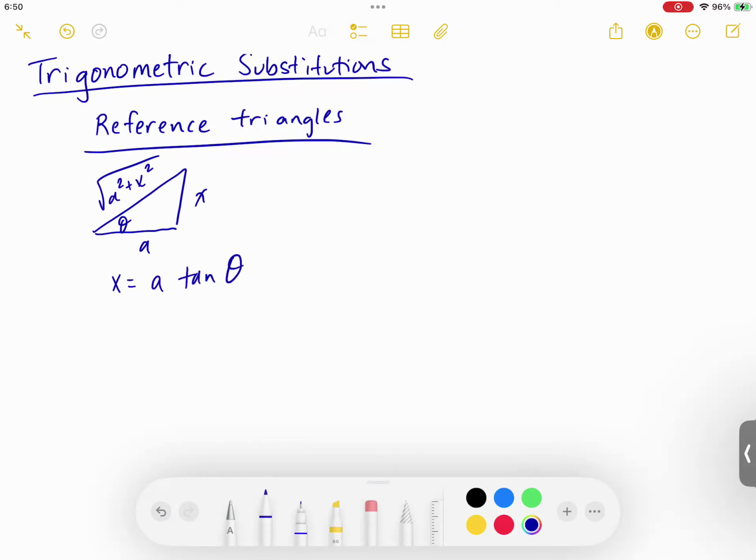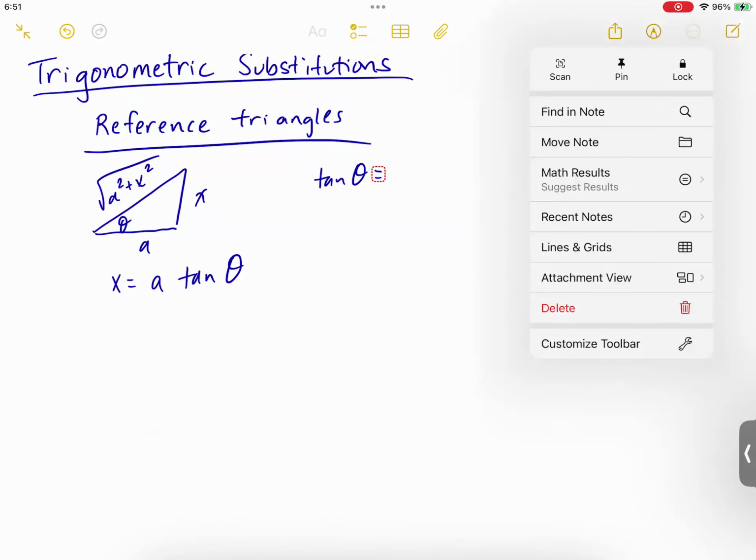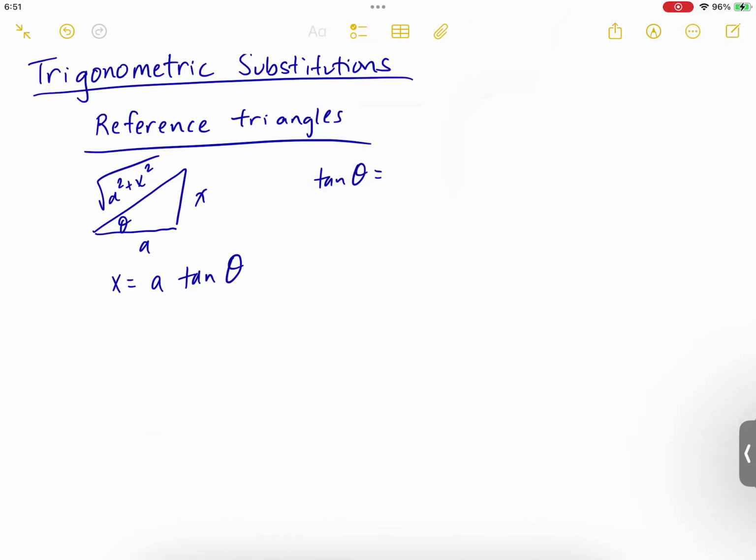You can see this by going back to your high school geometry or trigonometry. If you did tan theta, tangent is opposite over adjacent. So here it's opposite, which is x, and adjacent is a. So tan theta is x over a, and you can rewrite that as I wrote here, x equals a tangent theta. So when you see an integral that has something of the form square root of a squared plus x squared, where a is a constant, basically a number, you're going to use this substitution, x equals a tangent theta. There are other reference triangles.